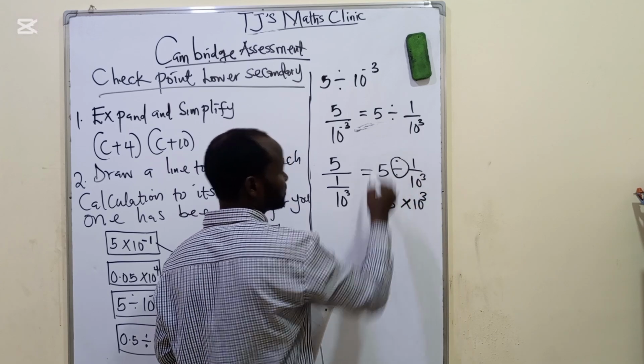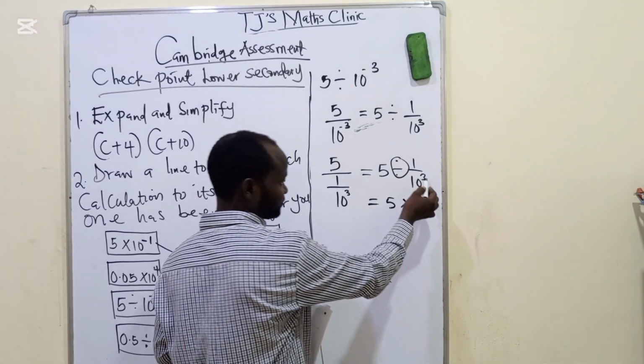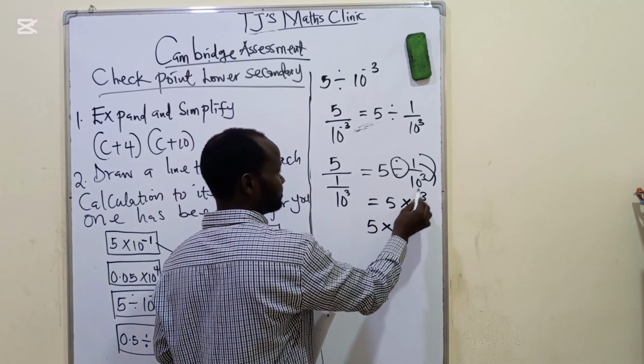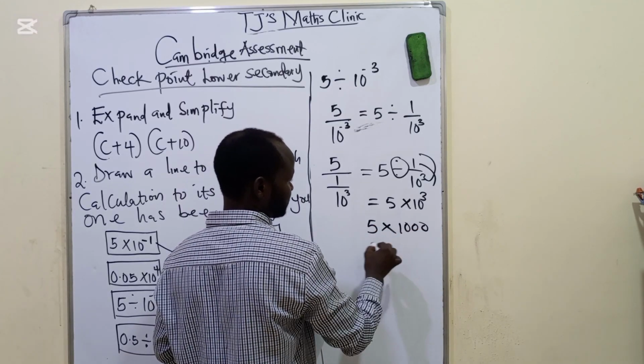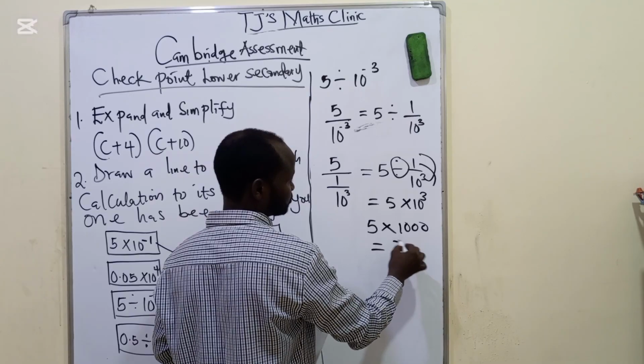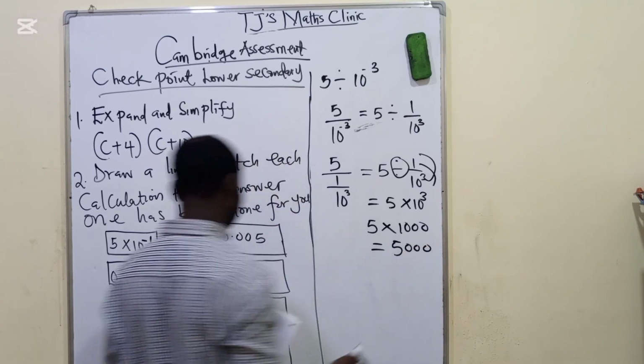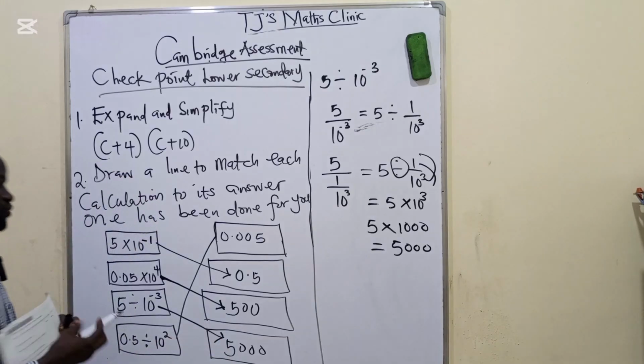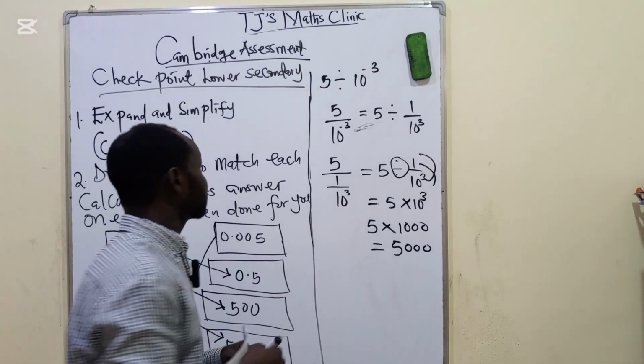We change this division to multiplication, we have to invert this. So this will be 5 times 10 power 3, which means 1000. Then 5 times 1000, of course, this will be 5000. So the last one will match to this. So this will be the solution to this question.